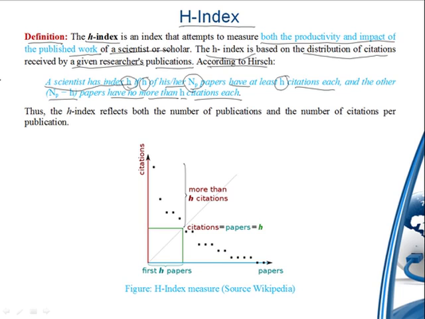This will be clear from this picture. Suppose we represent citations on the y-axis and number of papers on the x-axis, then we will get a diagonal line which represents the situation when the number of citations and number of papers are both equal, and this is considered as the H-index. This is the area known as the lower H-index.